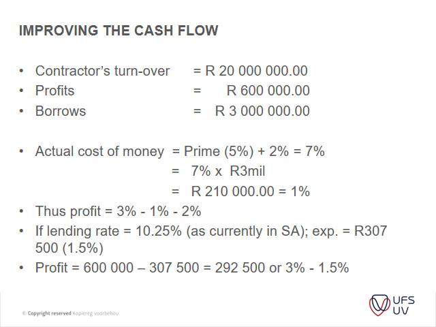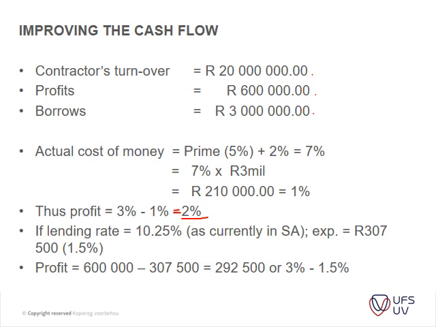Okay guys, this is that slide that had that slight mistake during the workshop where it showed 1.2 here. So this slide is now correct. Basically, a very simple way to see what interest does to your profits: your contract turnover on a project is, for instance, 20 million. Your profits on a project like that is 600,000 and you had to borrow about 3 million.